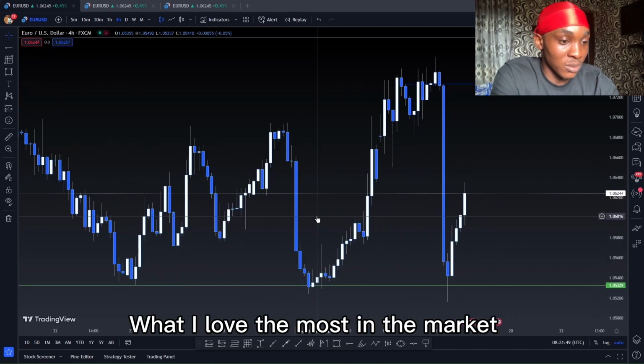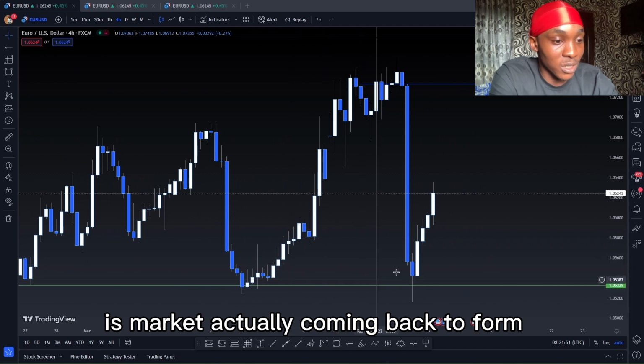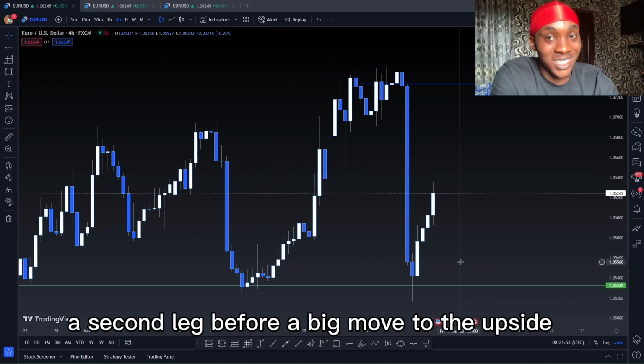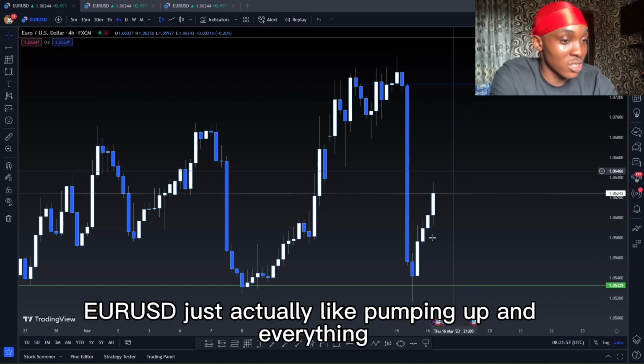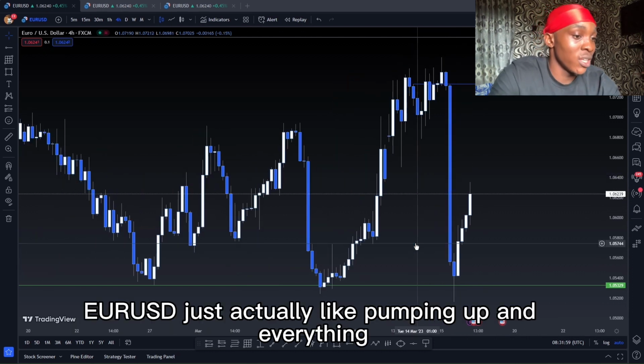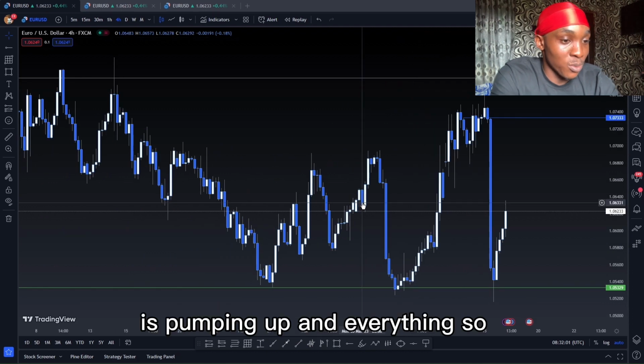And I love something in the market. What I love the most in the market is the market coming back to form a second leg before a big move to the upside. But you can see right now Euro is just pumping up and everything.